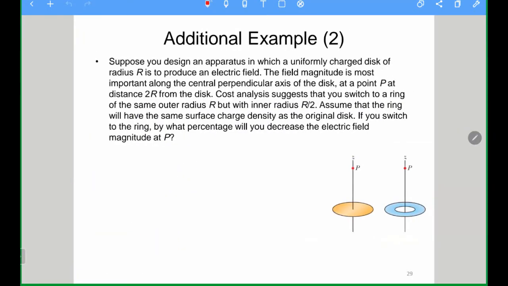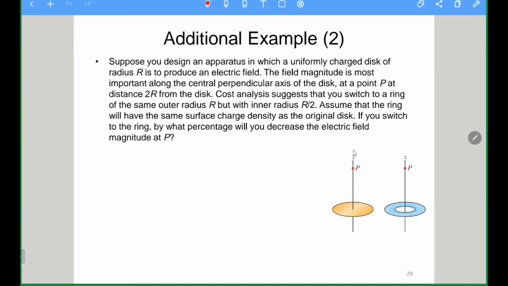Okay, so the next one is this. Suppose you design an apparatus, in which a uniform charge disk of radius r is to produce an electric field. The field magnitude is most important along the central perpendicular axis of the disk. Okay, so we only care about the vector at point P.